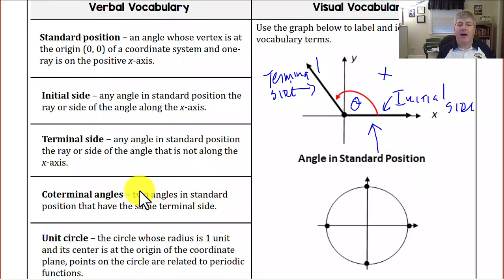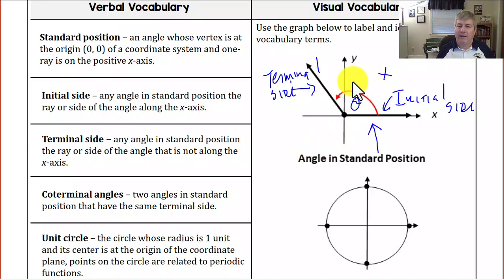Which leads us to the concept of coterminal angles. Coterminal angles are two angles in standard position that have the same terminal side. So an angle of like 0 degrees and 360 degrees would be coterminal. So coterminal angles would have every multiple of 360 degrees beyond the initial angle. And even a negative angle can be coterminal with a positive angle.